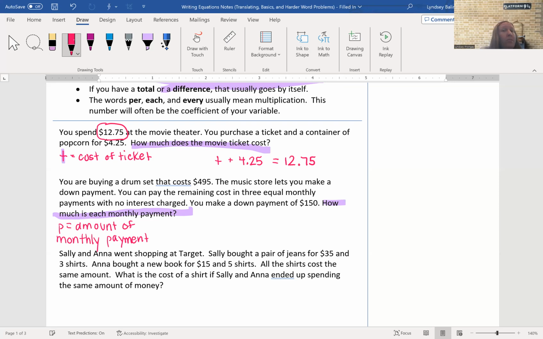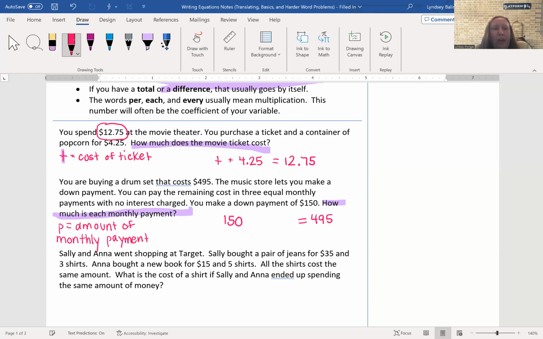Okay. I do also have a total again. The drum set is costing $495. So I'm going to put my equals 495 over here. And now you're going to say, okay, what's being combined together to give me that total cost of my drum set? Here, it's going to be that down payment, that money you gave them at the store, and then those 3 monthly payments as well. So let's start with our $150.